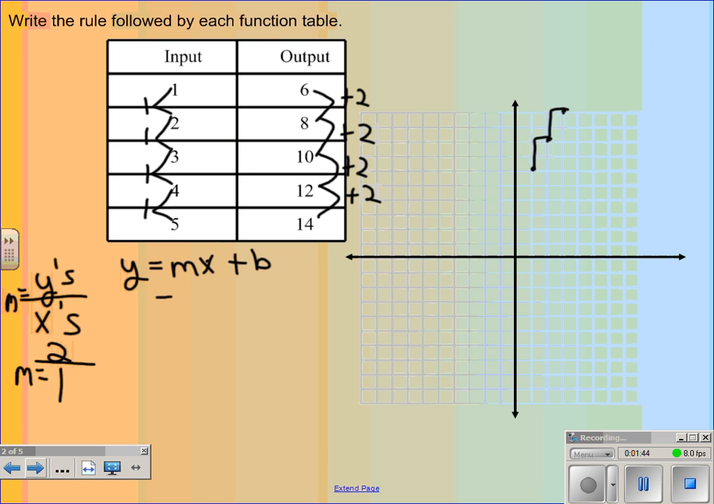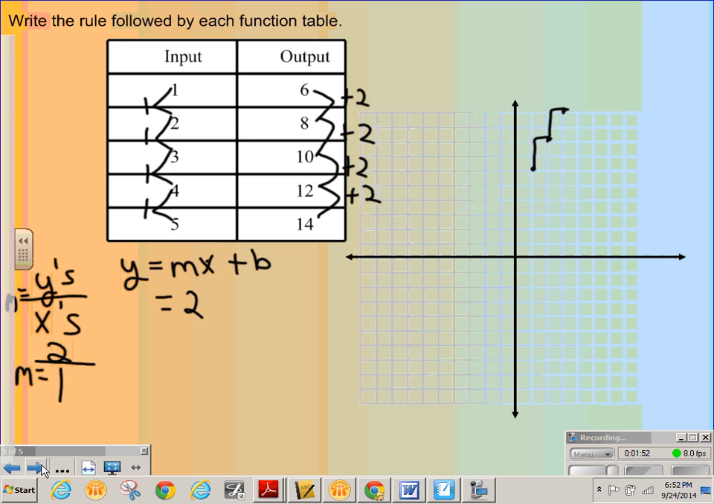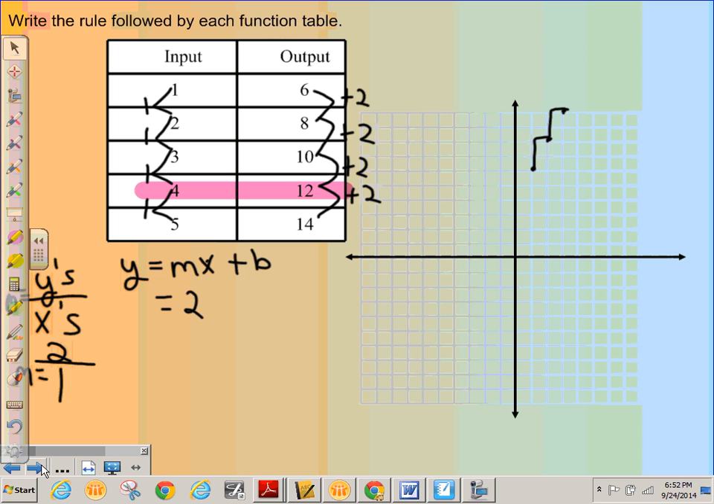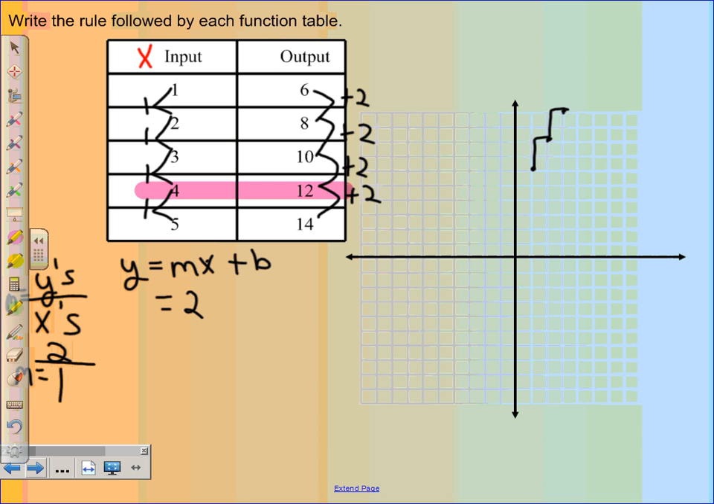So I'm going to substitute 2 into the equation, and then I just have to choose 2 points from my input-output. I'm just going to choose 4, 12, and substitute that in. I know that x is my input and y is my output. So my x value is 4, so that's 2 times 4. I don't know b. I have to find b.